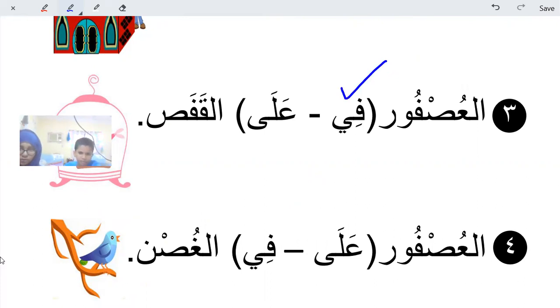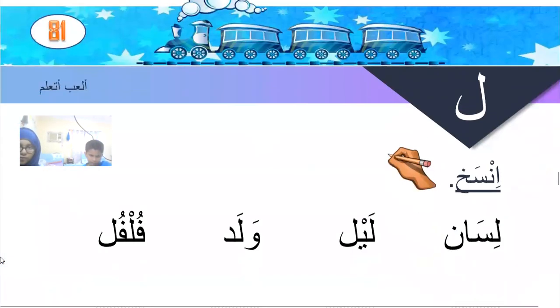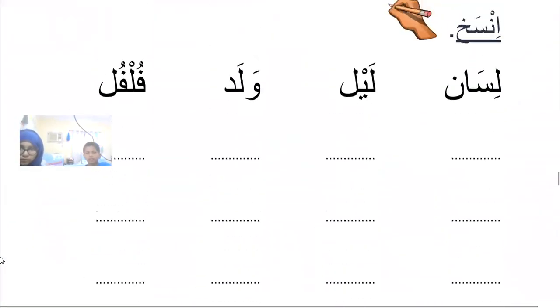Fill in the blanks. The sparrow is in the cage. Al-usfur ala al-gusn. Al-gusn. The sparrow is on the branch. Good. Al-kura, the ball is under the racket. Good. Rian, what is the meaning?